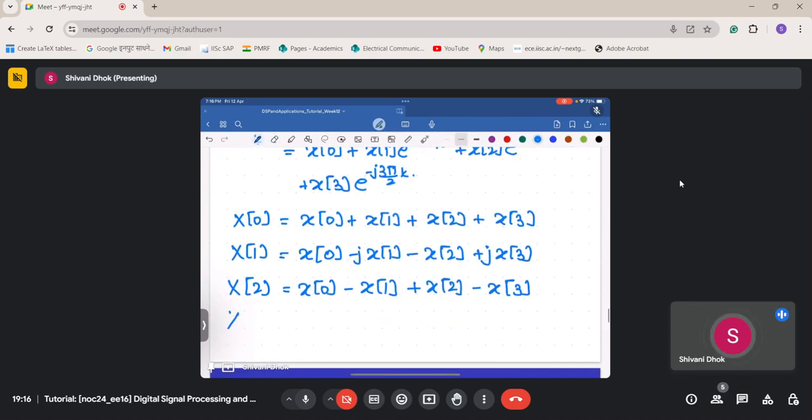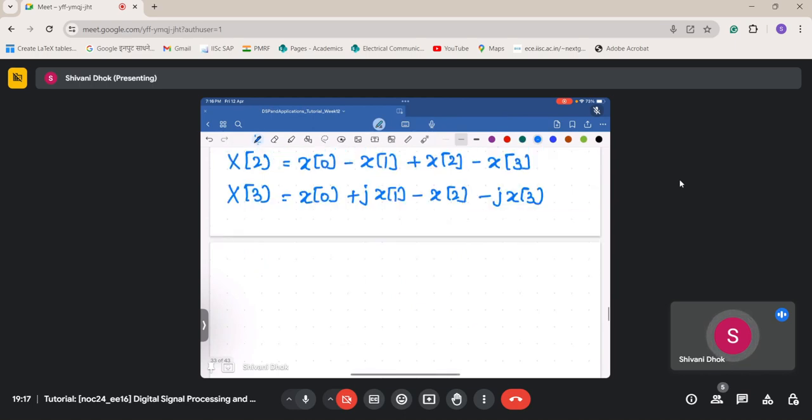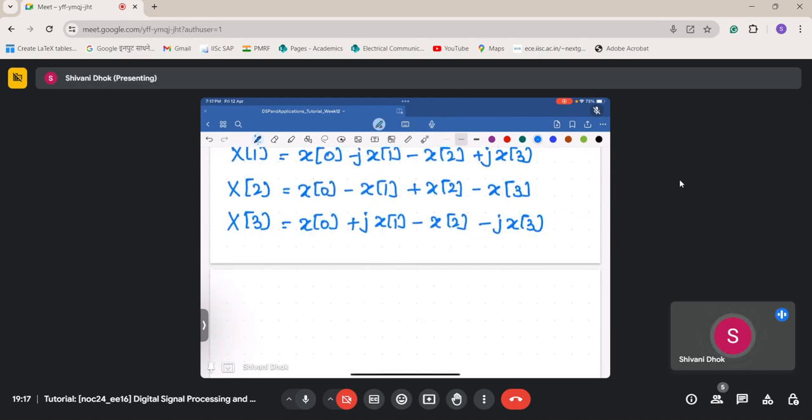And then I have capital X of 3. This will be equal to x of 0 plus j times x of 1 minus x of 2 minus j times x of 3. So these are the equations that I'm having, and now I have to construct that particular structure, that is capital X equal to M x. So we have this capital X as like this.